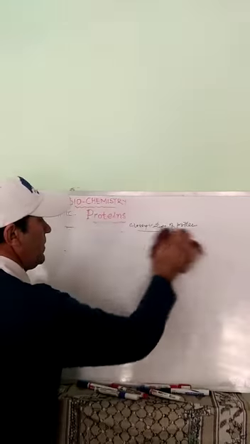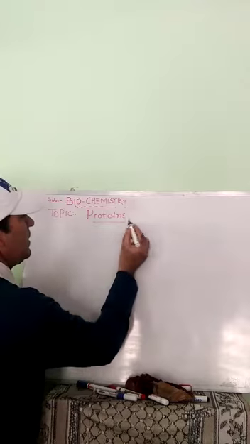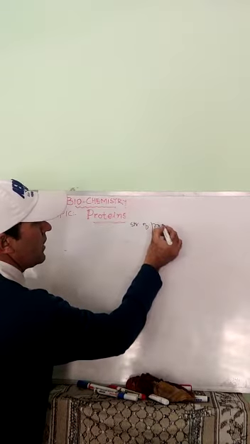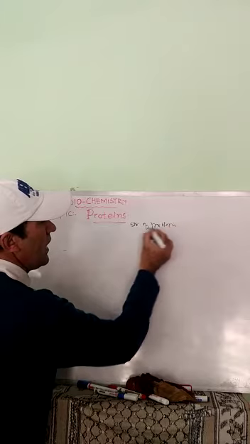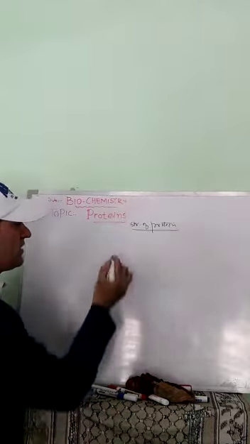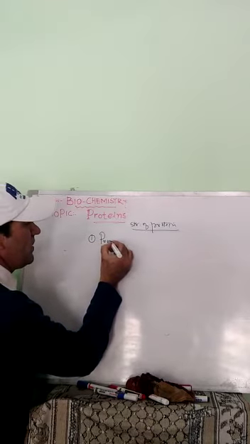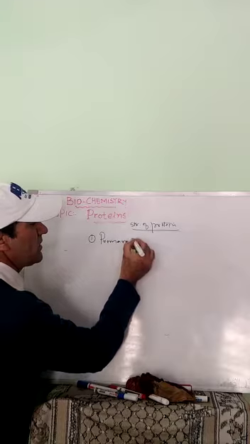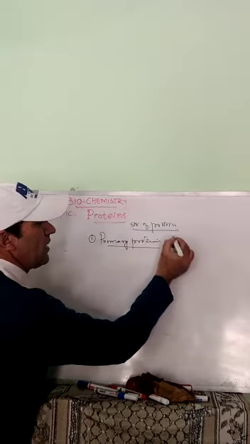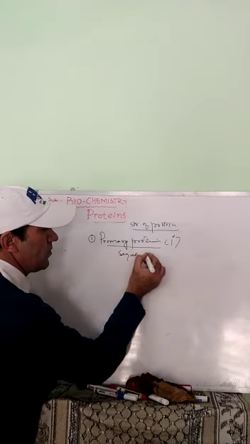Now I will describe the structure of protein. To study the structure of protein, I will classify it into four main parts. First part is the primary structure of proteins. Students, primary structure is basically the sequence of amino acids. What are these?